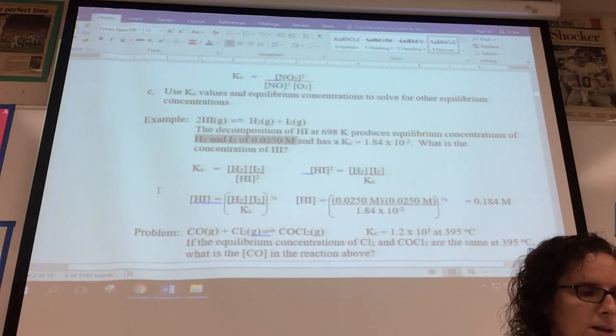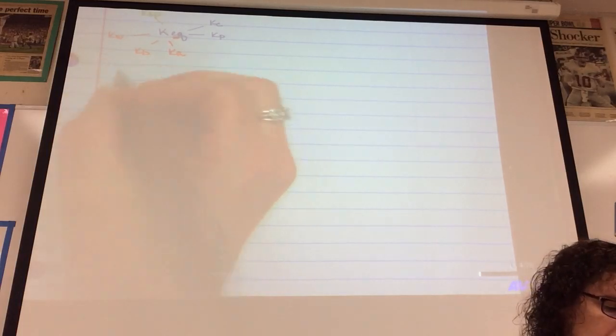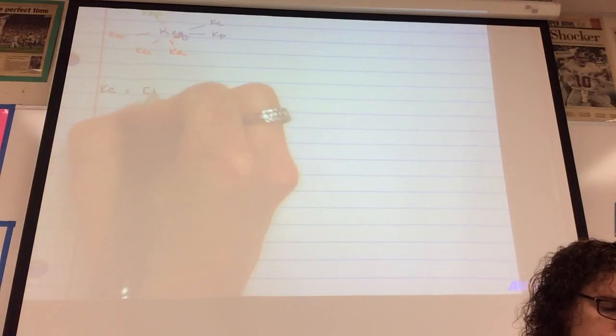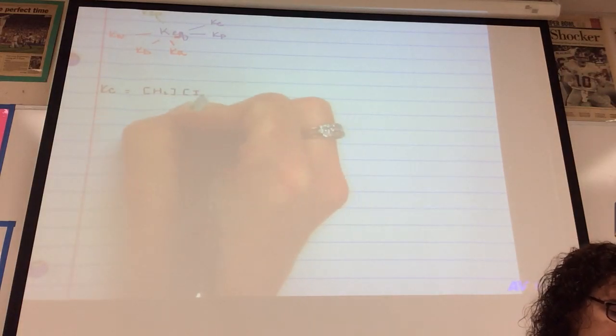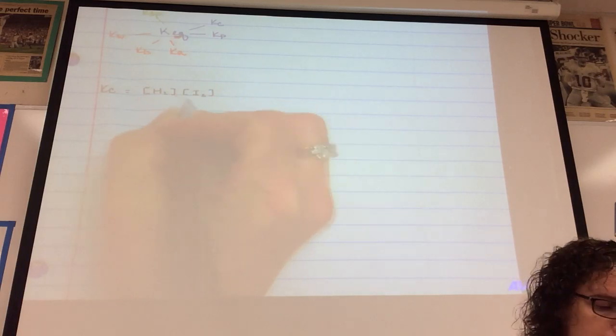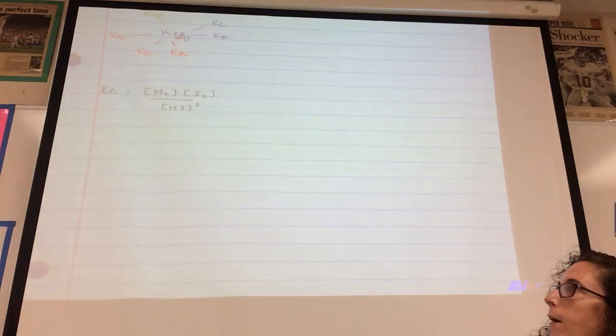Anytime you do these types of problems where you're solving for Kc or a concentration, you must write the Kc expression. Again, products on top, reactants on the bottom. So Kc is equal to the product of the product concentrations over the reactant concentration. And why am I going to square that?